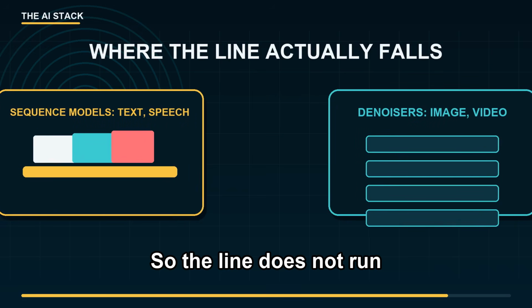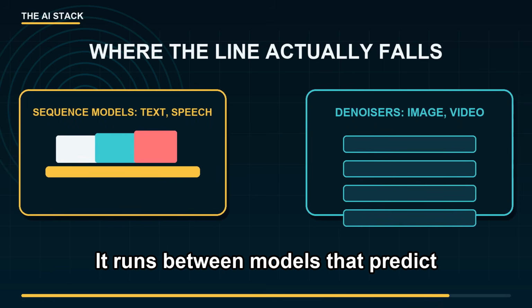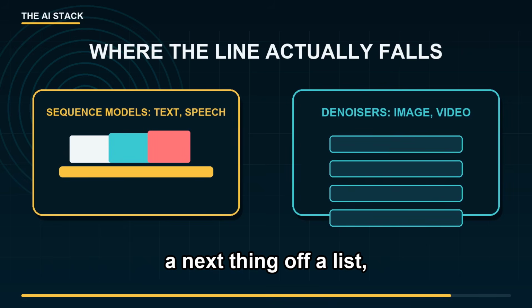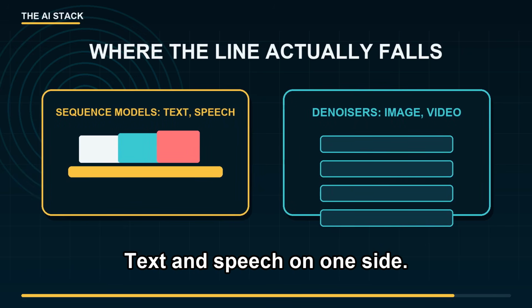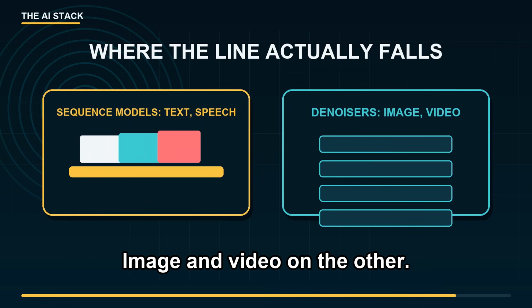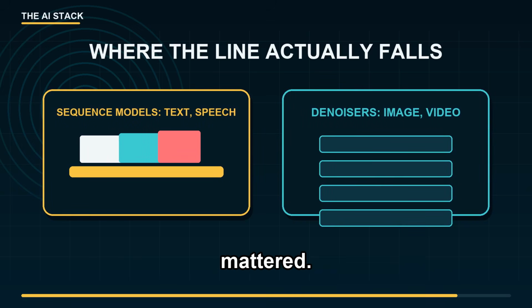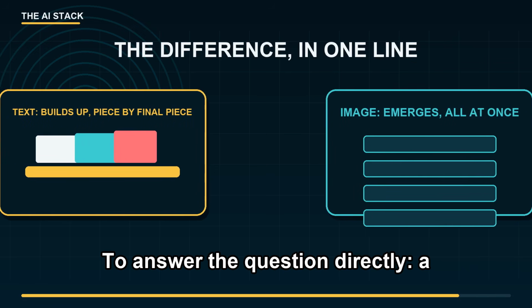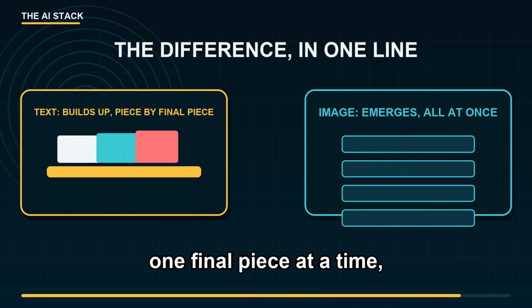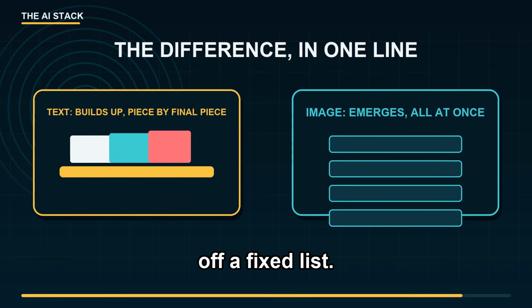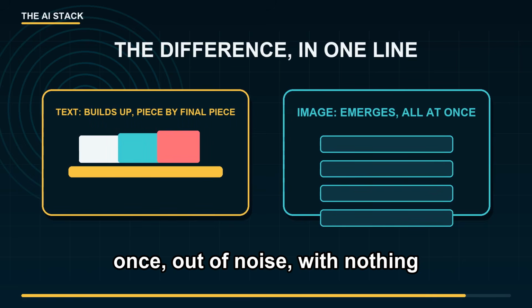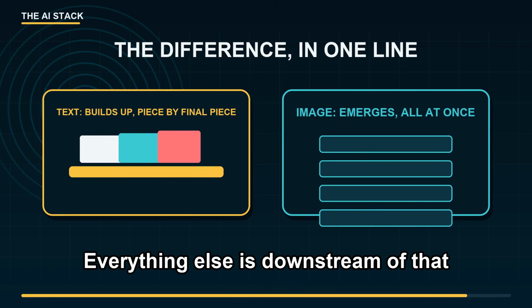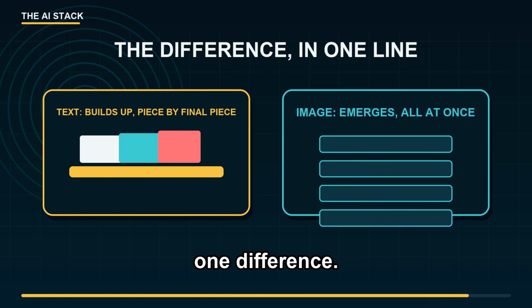So the line does not run between text and media. It runs between models that predict a next thing off a list and models that refine a whole thing out of noise. Text and speech on one side, image and video on the other. What comes out was never what mattered. To answer the question directly, a text model builds an answer up, one final piece at a time, off a fixed list. An image or video model brings a whole frame into focus at once, out of noise, with nothing final until the end. Everything else is downstream of that one difference.